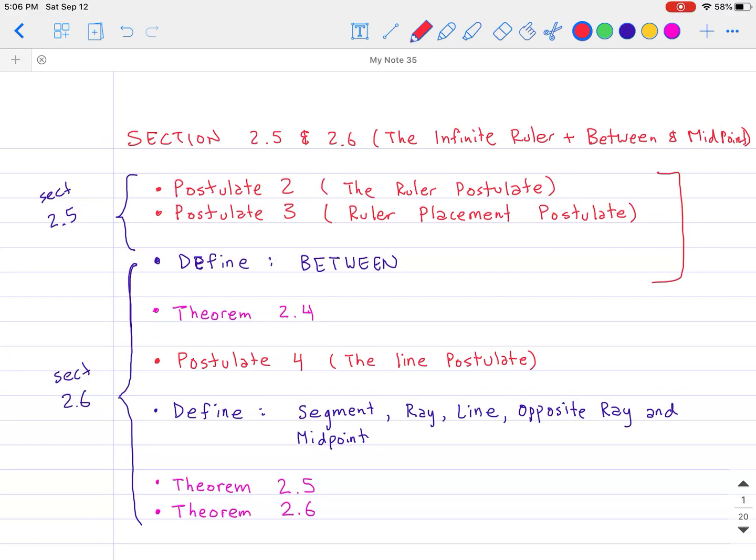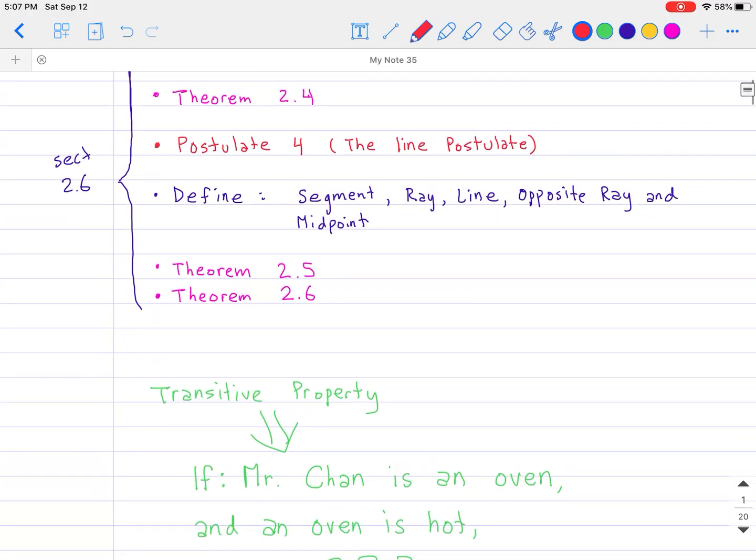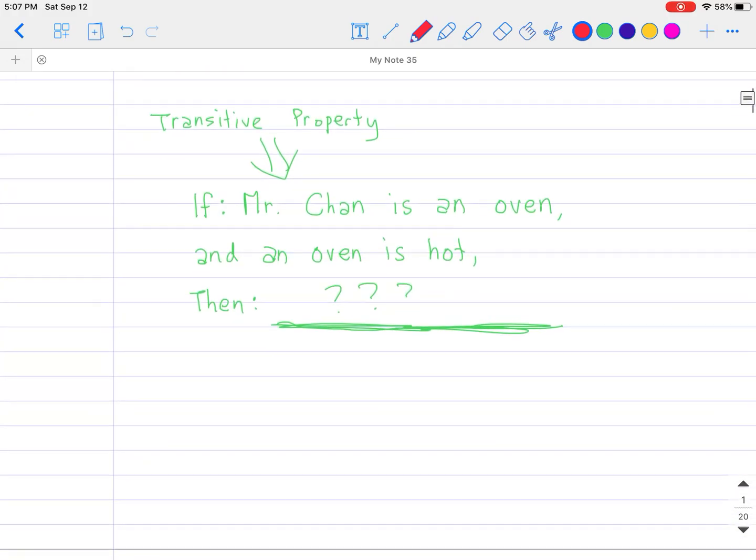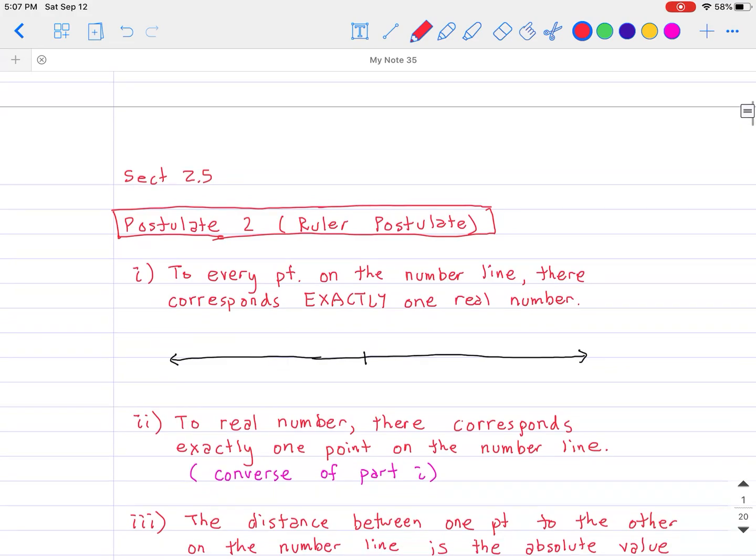So here it is. These are the three things that we're going to be focusing on for today in section 2.5, which will be postulate 2, the ruler postulate, postulate 3, which is the ruler placement postulate, and finally, defining what the word between means when it comes to points in geometry. So all the stuff underneath for section 2.6, we'll go ahead and save for next time.